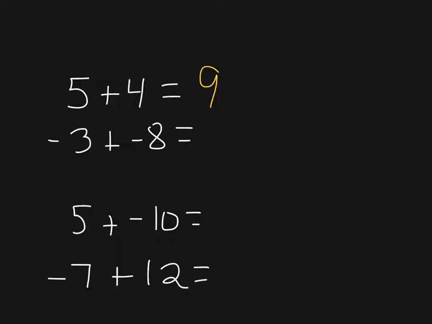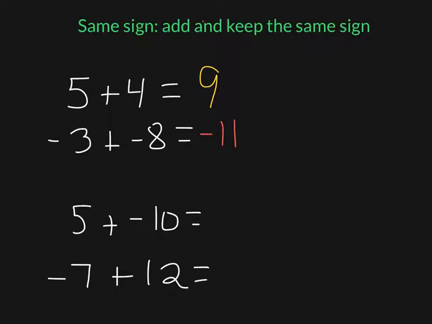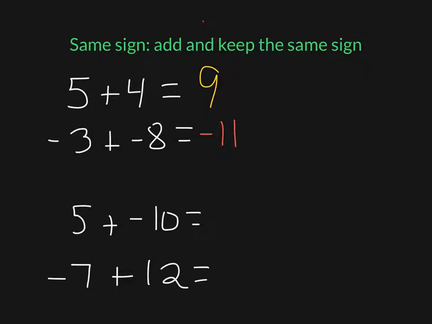For the next example, -3 plus -8. That's 3 red tiles, 8 red tiles. They're all the same. Add them together and you have 11 red tiles, or -11. So again, same sign means we add and we keep the same sign.